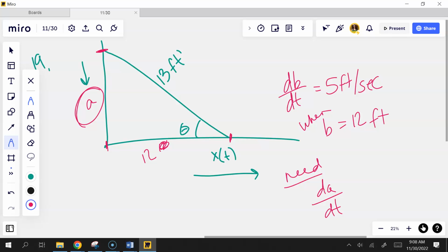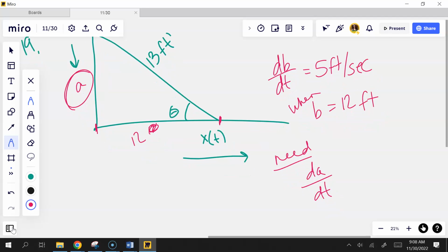Okay. I think the Pythagorean theorem would be our friend here. We know that a squared plus b squared equals c squared, with this being a constant. It's a constant because the ladder's not growing any longer, right?